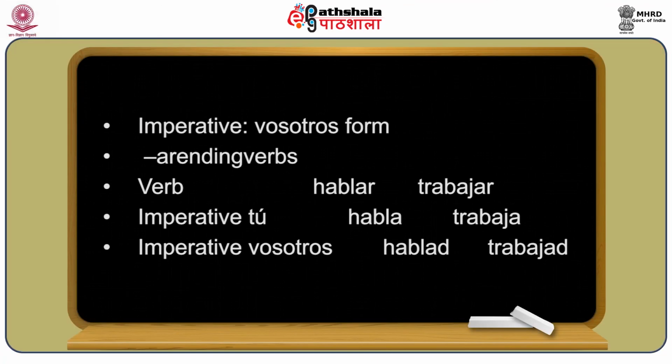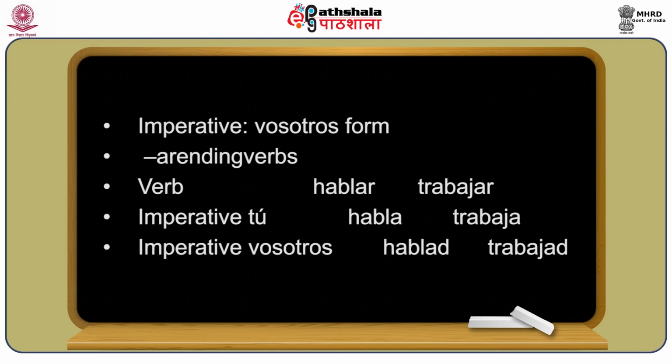As you know, the tú imperative is formed by using the third person singular of the AR, ER and IR ending verbs, but the vosotros form is not formed by taking the third person plural form, so be careful. It is very easy and it is formed in the following way. For example, hablar: the tú form was habla, and the imperative in vosotros form will be that we remove the R from the verb and add D, so the imperative form is hablad.